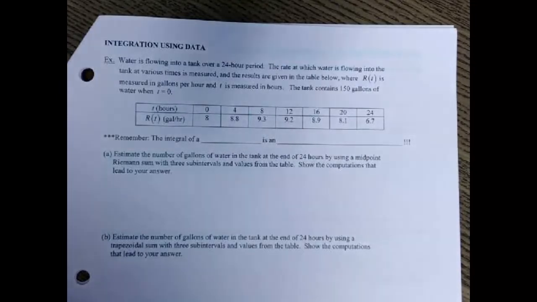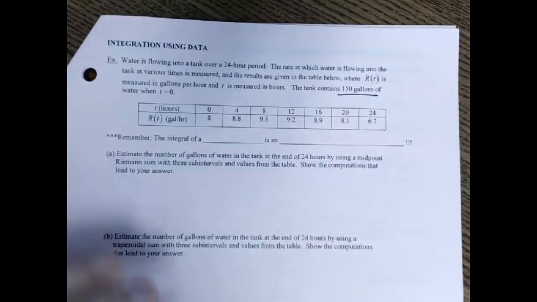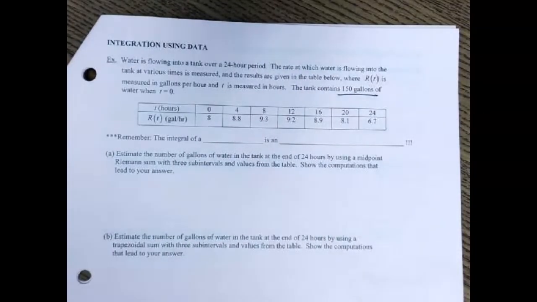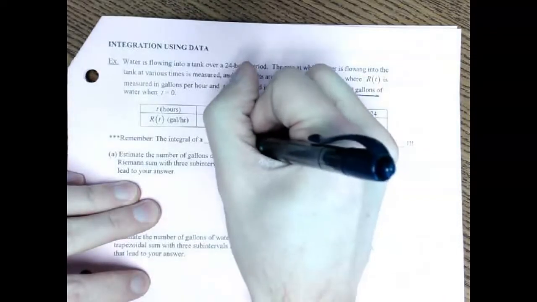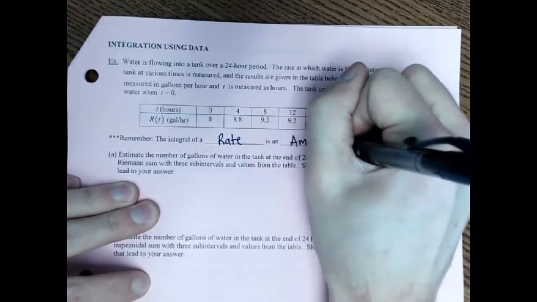Okay, it says water is flowing into a tank over a 24-hour period. The rate at which water is flowing into the tank at various times is measured, and the results are given in this table below. And it says R sub t is the rate function. That's measured in gallons per hour, and t is measured in hours. It tells us the tank contains 150 gallons when time equals 0. That's great. And here it's going to give us another opportunity. We've seen this in the past, but it's going to give us another opportunity to hit this big conceptual nail on the head that the integral of a rate or a rate of change is your amount of change.